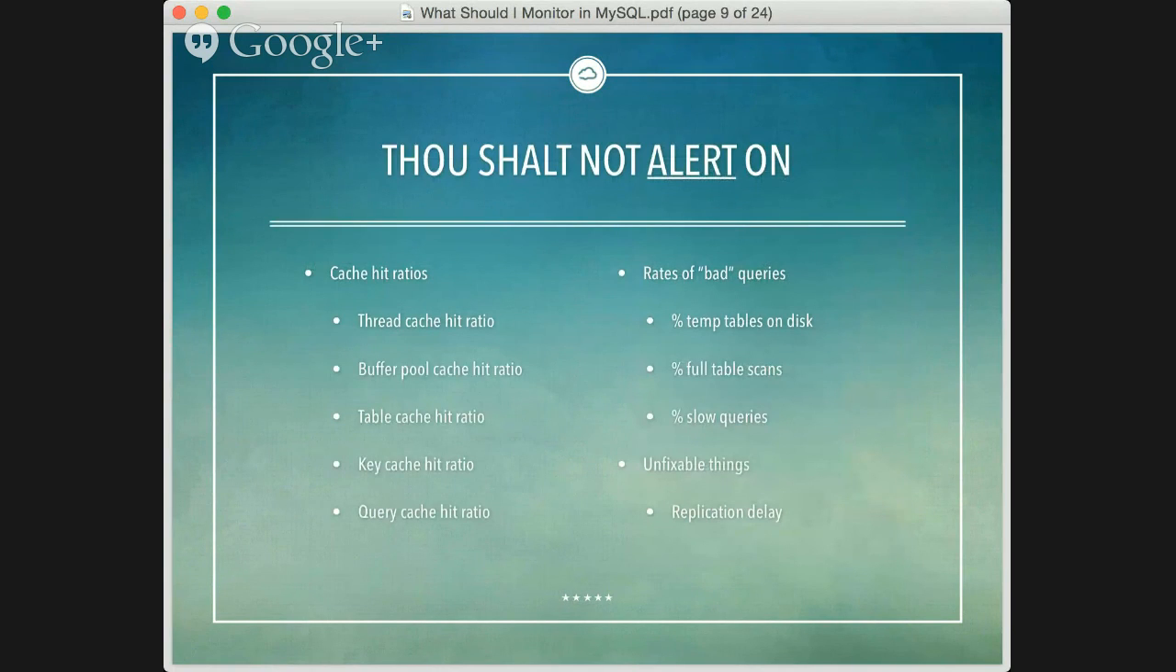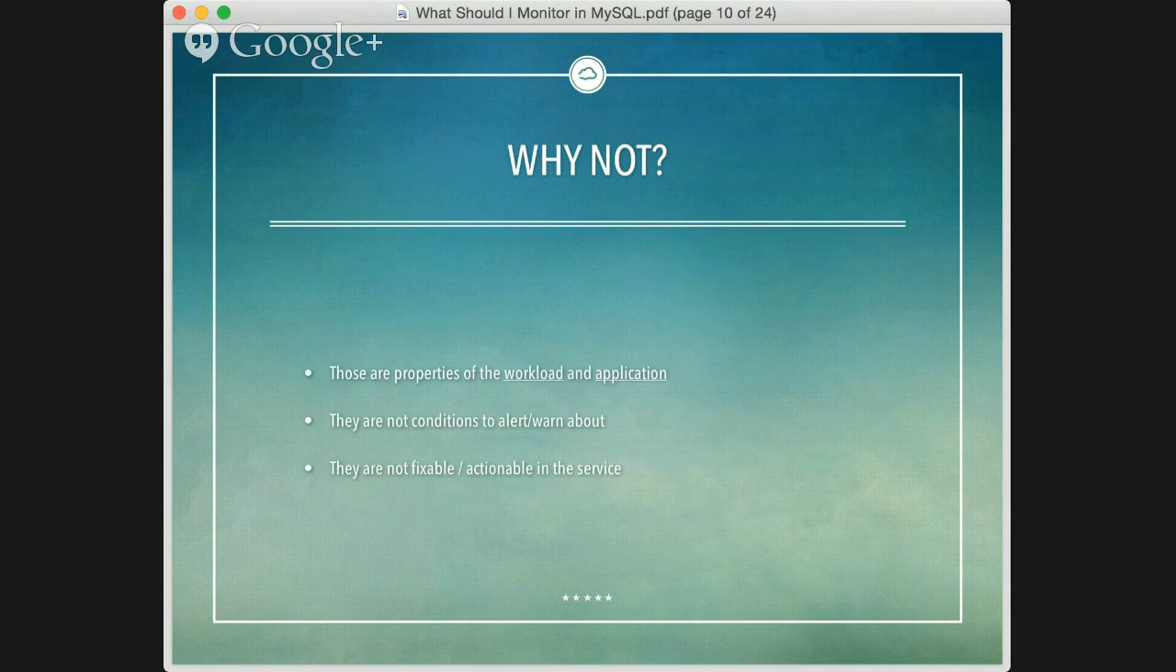So especially, there's a lot of database rules of thumb, like cache hit ratios and rate of bad queries, ratio of one counter to another counter, and things that can't be fixed directly, right? Like replication delay. It might be true that replication is delayed, but there's really nothing you can do to fix it in a lot of cases. So those are things that I am very reluctant to alert on, and in many cases I strongly advise against alerting on them. Particularly ratios and cache hit ratios are the worst of the worst. They are nothing but false positives.